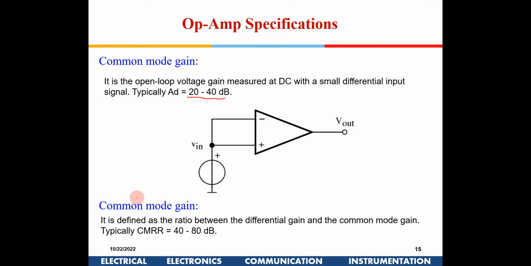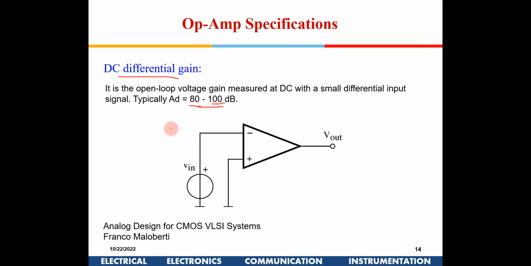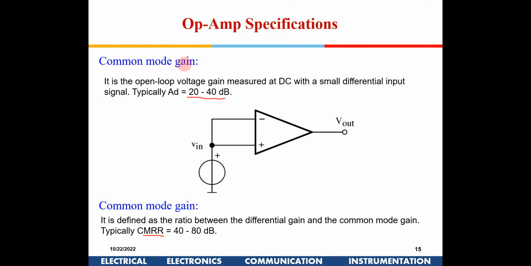Then you have the CMRR, the common mode rejection ratio, which is the differential gain divided by the common mode gain. Or in dB, when we divide, we subtract. So you will get around 40 to 80 dB as the CMRR. So those are the general figures we get in op-amps.